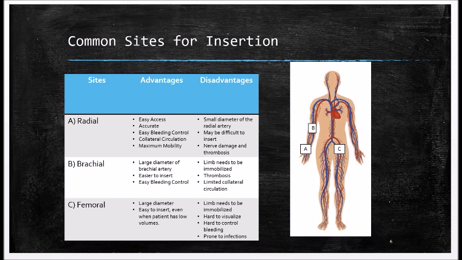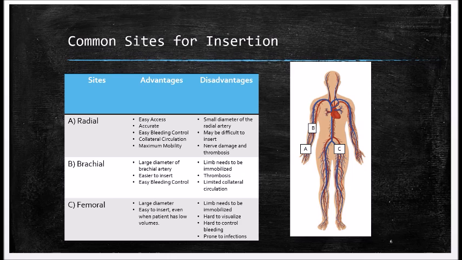So some of the common sites for insertion of the arterial line are as follows. The radial site is preferred because it's easy to access. It provides quite an accurate reading. If there is bleeding, it's actually quite easy to control. Just put pressure on it. And it actually provides the patient with the maximum amount of mobility given the art line in situ.